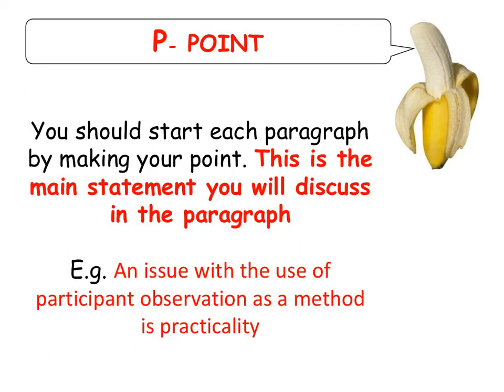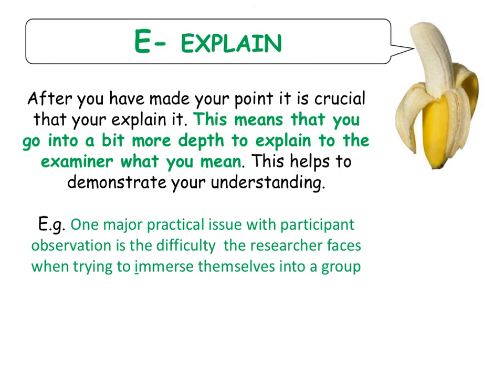So let's imagine that you're writing a paragraph describing one of the disadvantages of using participant observation. So you might start with a sentence like this that flags up or identifies the point that you're going to make in the paragraph about the practical problems of using this method. Then you need to add to that by explaining the practical difficulties that participant observers often face. So here we've got an additional sentence saying that one of the really practical problems with participant observation is trying to immerse yourself in the group being observed.